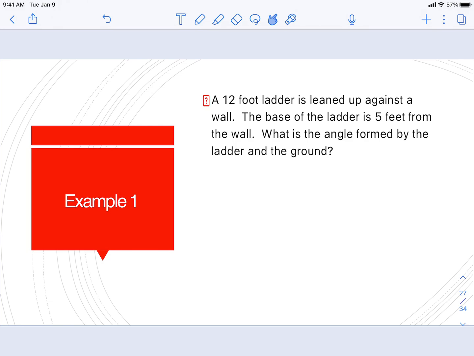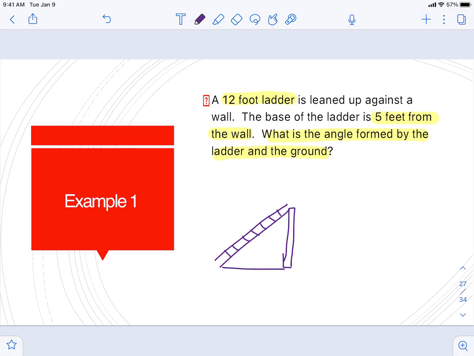All right, so first example, we've got a 12-foot ladder leaned up against a wall. The base of the ladder is 5 feet from the wall, and we want to know what is the angle formed by the ladder and the ground. So when I start this, I'm going to make my drawing. So here is my ladder. It's leaned up against a wall.